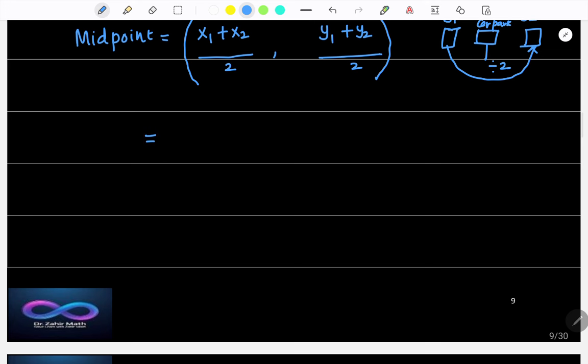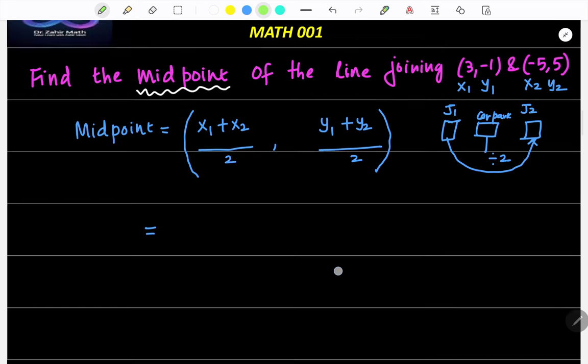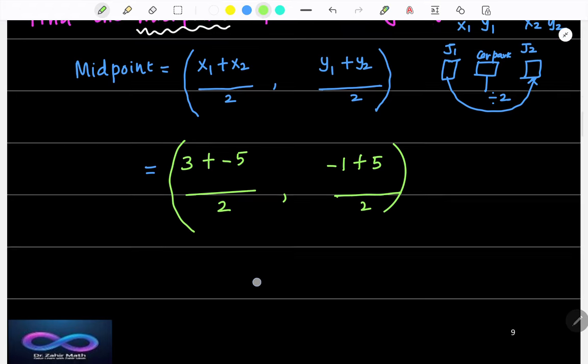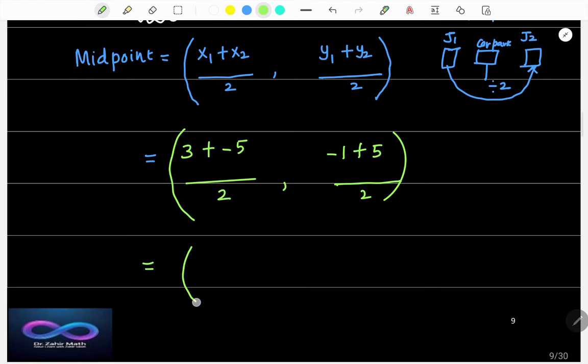So what is your x1? Your x1 is 3. What is your x2? Minus 5. Divide by 2, comma. What is your y1? Which is minus 1. What is your y2? Which is 5. Divide by 2. Clear everybody? We can simplify using the calculator, or directly, no problem, because it is a simple number.